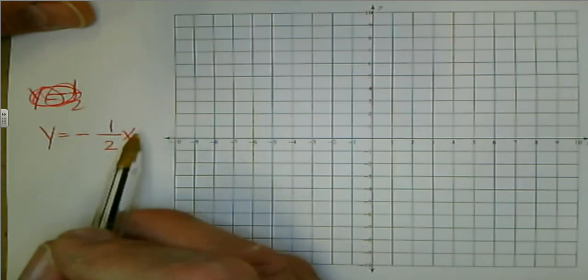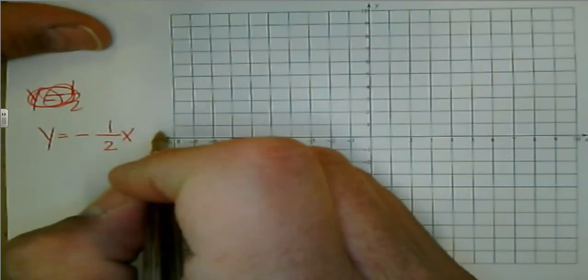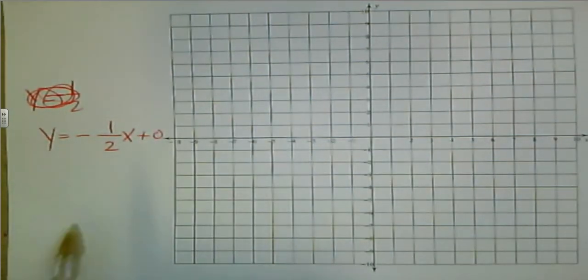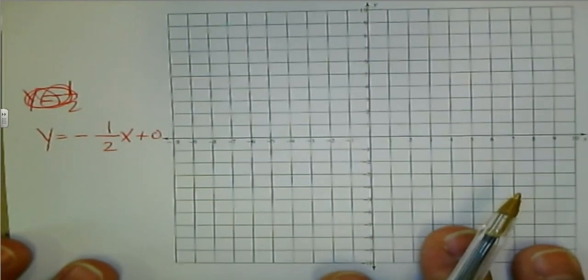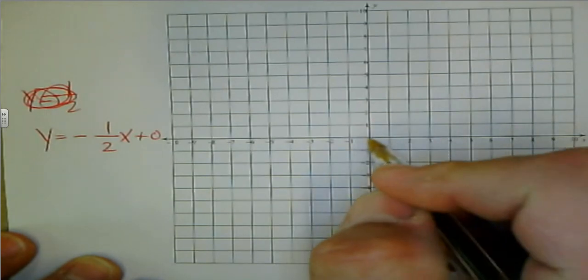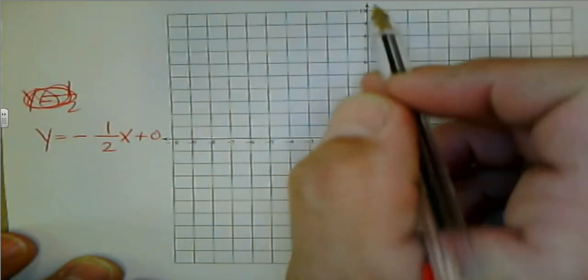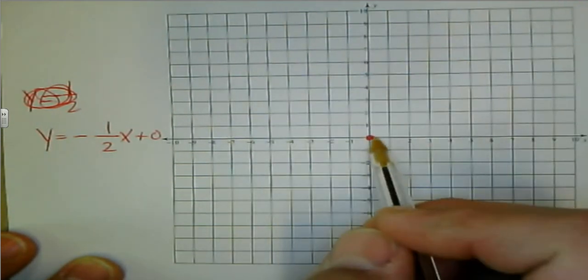Now, we're missing a y-intercept, but that's okay. If there's nothing there, it's not plus 1, it is plus 0. When we multiply things, it's a 1. When we add or subtract, it's a 0. Those are the identity properties. So where is 0? 0 is right dead in the center where the x-axis and the y-axis collide. Okay? So we go to 0.